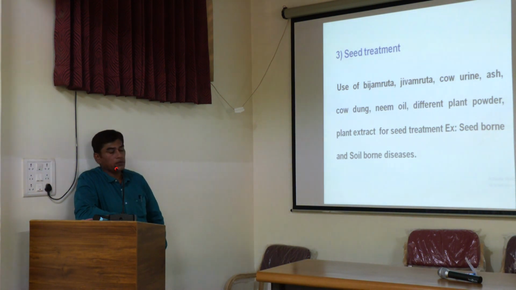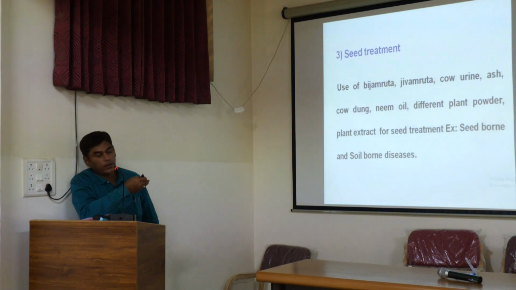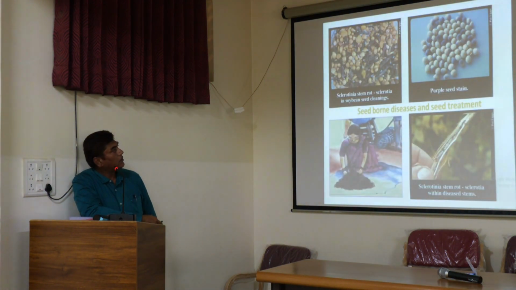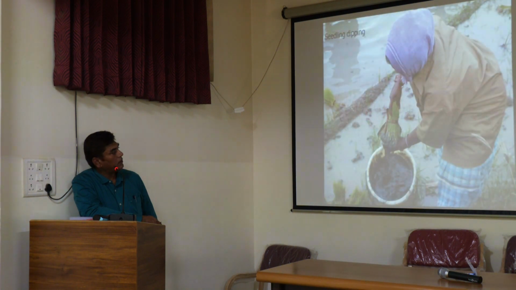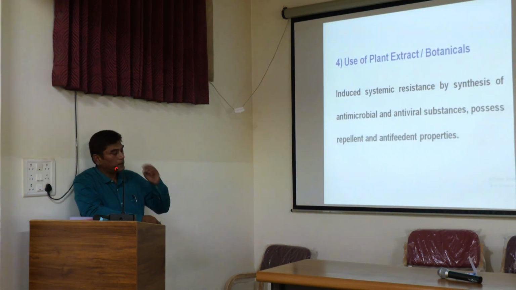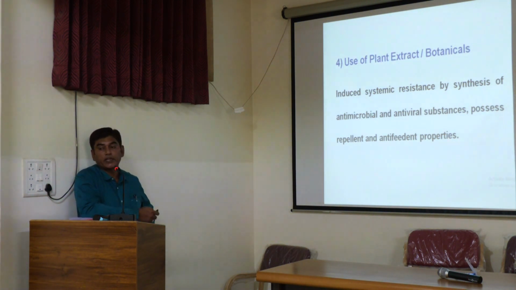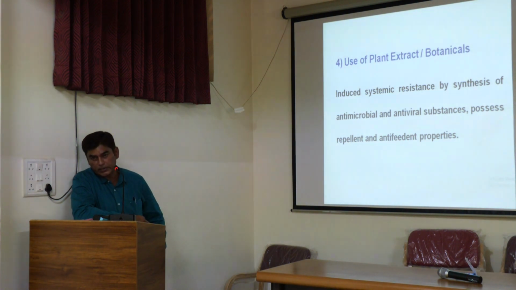Seed treatment with Beejamrutha, Jeevamrutha, cow urine, ash, cow dung, neem oil, and different plant extract powders will take care of our seed-borne and soil-borne diseases. These are some pictorial examples: potato, Sclerotium rolfsii, collar rot, controlled by Trichoderma seed treatment, root dip with bioagent cultures, and use of plant extracts. The principle includes induced systemic resistance by synthesis of antimicrobial, antiviral substances, repellent and antifeedant properties against vectors in virus diseases.